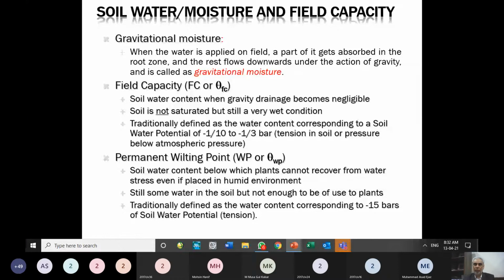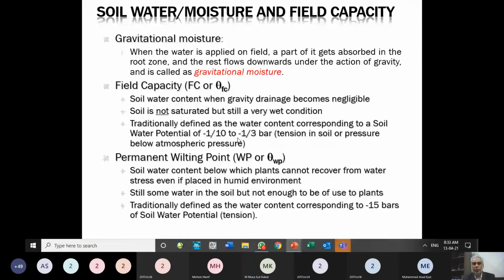And you know, a bar is 10 raised to power 5 Pascal. And Pascal, you know, is Newton per meter square. So normally atmospheric pressure we say is 101 kilopascal with respect to absolute zero. But with respect to gauge pressure, this 101 kilopascal is said to be equal to zero. So below that atmospheric pressure, it goes to 0.1 bar. So keep this in mind.